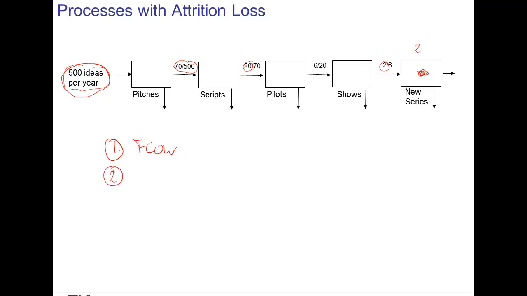Second, we're going to look at the capacity at each of these 5 resources. And then third, we will look at the implied utilization as a ratio between the flow and the available capacity. This will determine the location of the bottleneck. Other examples of processes with attrition loss include underwriting processes, such as insurance and mortgage applications, as well as assembly processes or other production processes that have quality problems and where you have to scrap a chunk of the flow units.